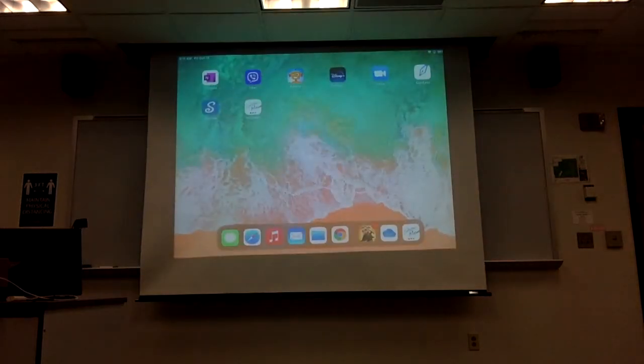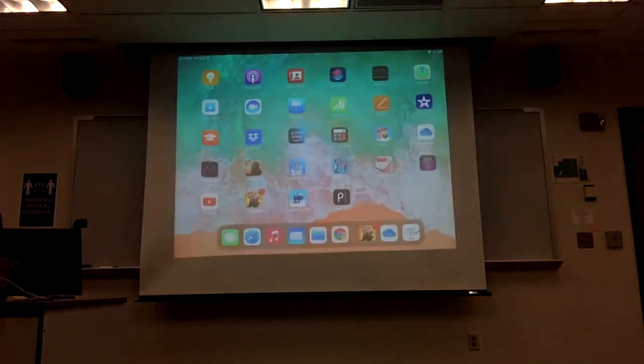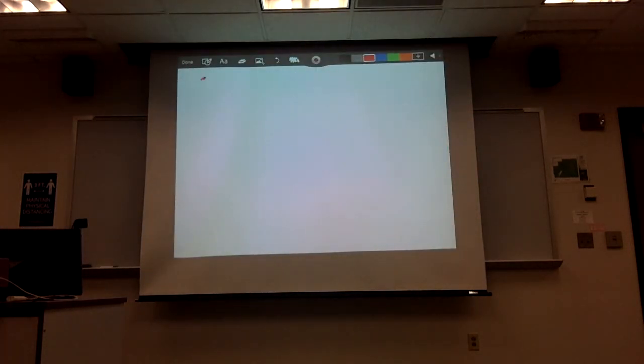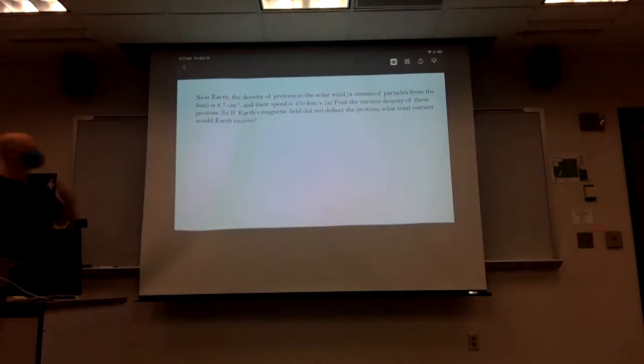So let's do an example. This example says that near the Earth, the density of protons in a solar wind, which is a stream of particles from the sun, is 8.7 protons per centimeter cubed. So this is my number density. Let's write that down: in our example, our number density is equal to 8.7 per centimeter cubed. And it says that they're moving at a speed of 470 kilometers per second.